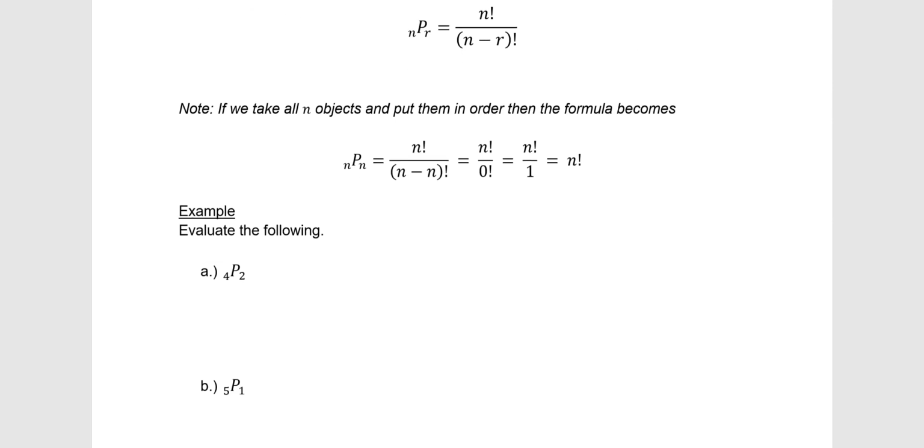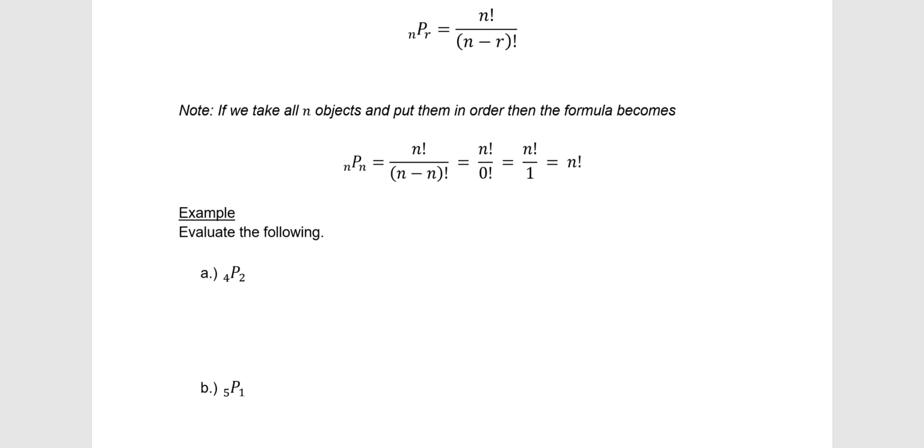Okay, so just recognize here, if we take all n objects and put them in order, the formula becomes nPn, because the r becomes an n because we're taking all n of the objects. So plugging in an n where the r was, we get n factorial divided by (n minus n) factorial. The denominator becomes 0 factorial because n minus n is 0. We know that equals 1. So n factorial divided by 1 is just n factorial. So that's the formula that we just used on the previous page.